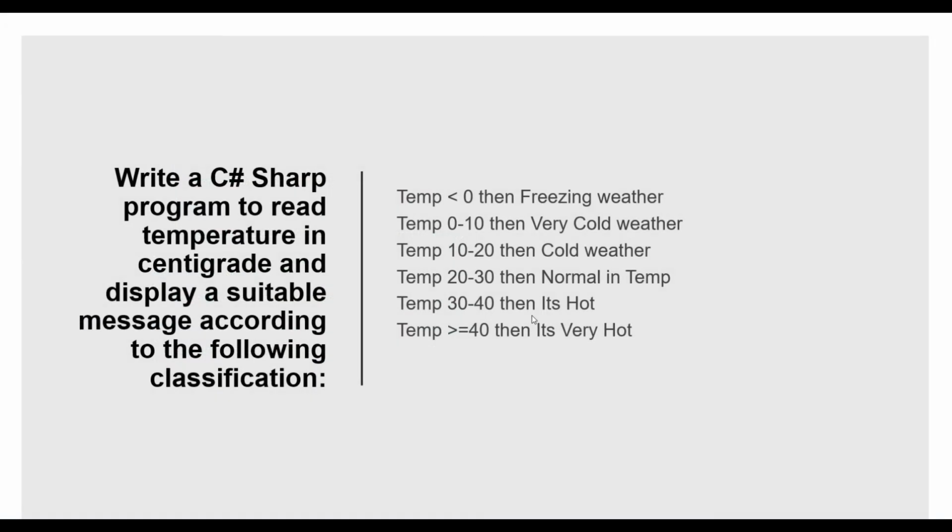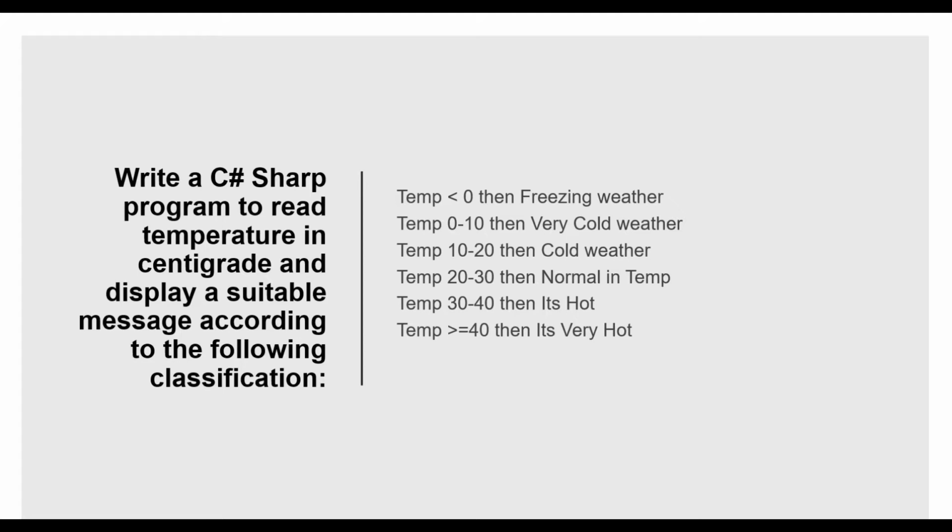In this case, we would have to write a C# program to read temperature in centigrade and display a suitable message according to the following classification. So if the temperature is below 0, then the message would be freezing weather. If the temperature is between 0 and 10 centigrade, then we should display very cold weather. If the temperature is between 10 and 20, we should display cold weather. If it's between 20 and 30, normal temperature. Then if it's between 30 and 40, we should say it is hot, and if it's over 40, then we should say it's very hot.